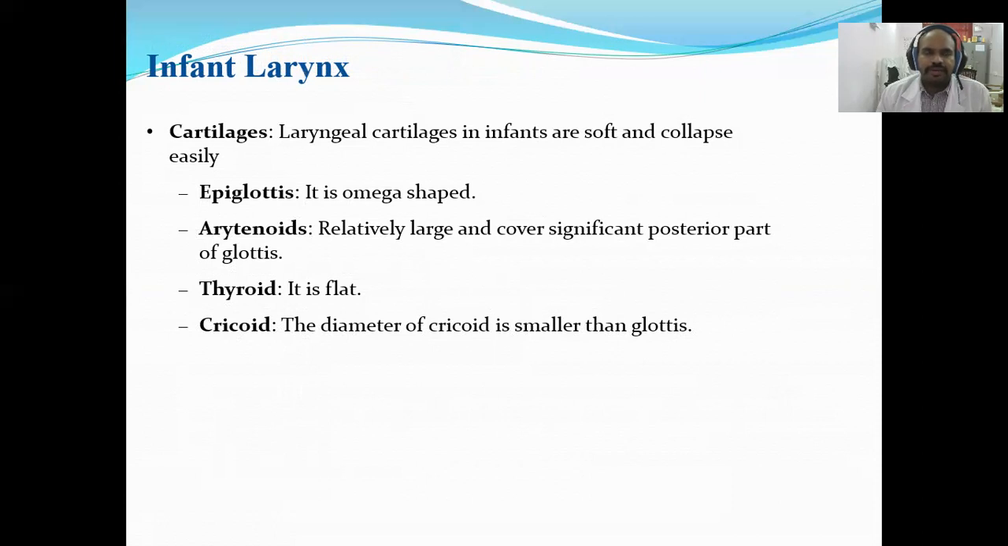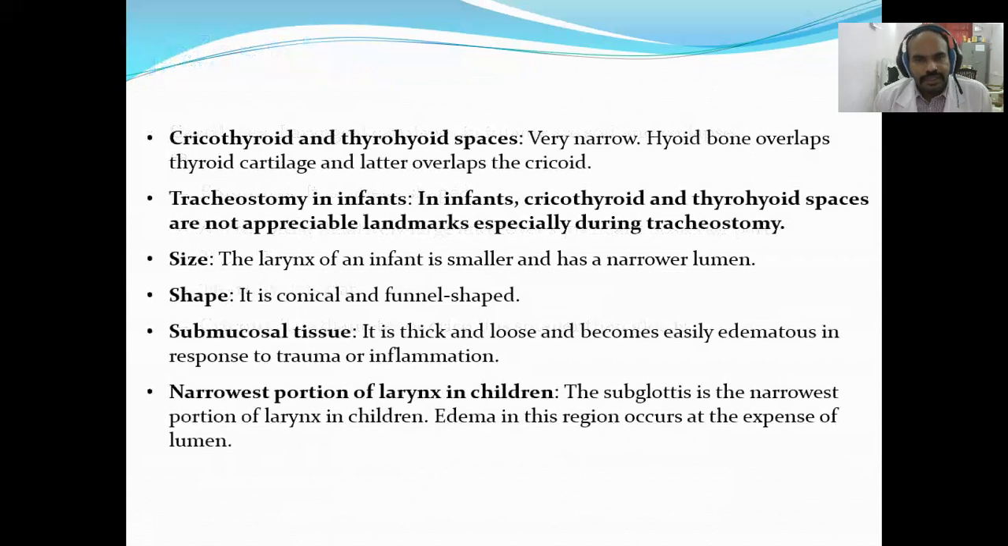It does not form the Adam's apple. Then the cricoid cartilage: its diameter is smaller than that of the glottis. The cricothyroid and thyrohyoid spaces are very narrow. In infants, the cricothyroid and thyrohyoid spaces are not applicable landmarks, especially during tracheostomy. The size of the larynx of an infant is smaller and has a narrower lumen.